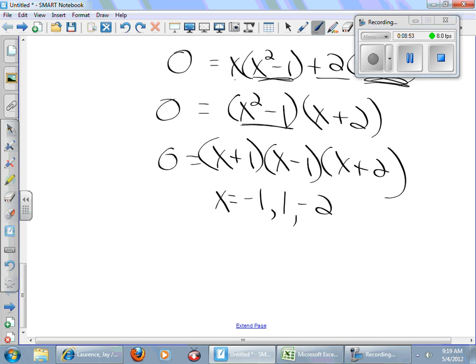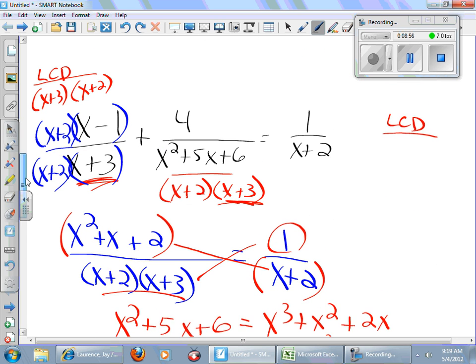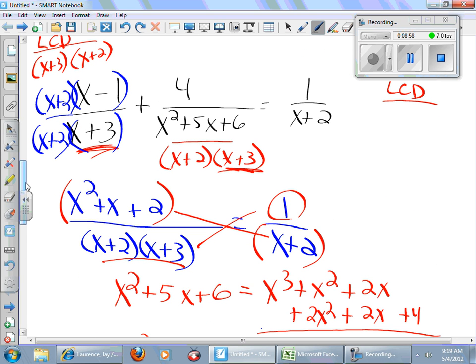I better go back and check my restrictions in the original problem. Looks like in the original problem that it would not be okay for x to equal negative 2 or negative 3.